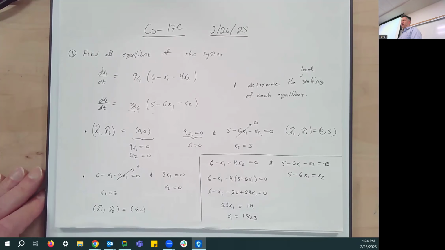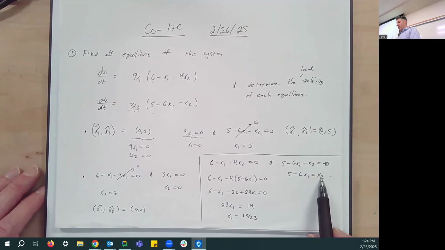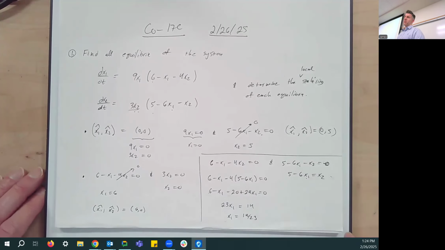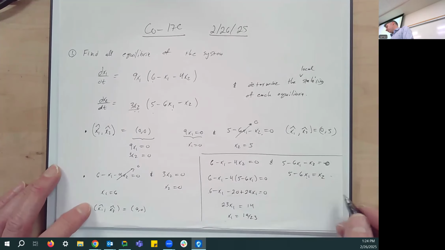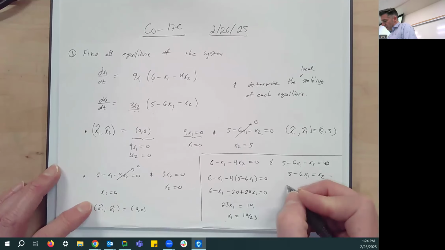Here's what I really don't want to do, actually. I don't really want to plug in 14 over 23 there to solve for x2. It just seems kind of gross. Usually these problems don't have such terrible numbers. Fine, I'll do it anyway. I really don't want to, but I guess I will.